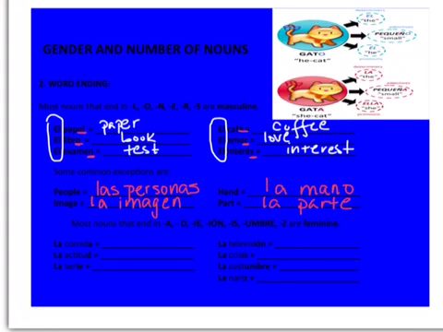The following four words are exceptions to the rule. Notice the words: persona ends in S, imagen in N, mano in O, parte in E. And all the articles, like you can see here, are feminine.